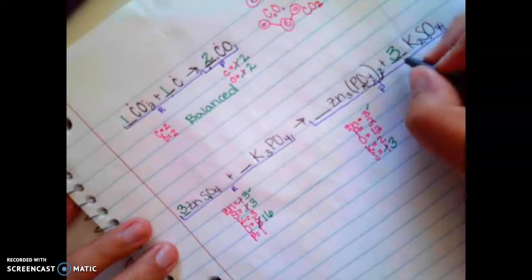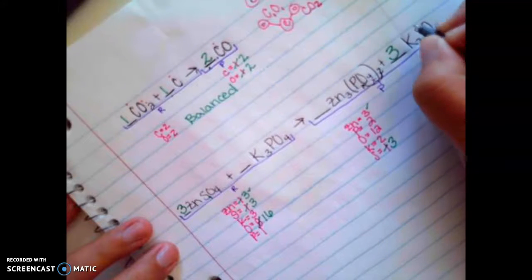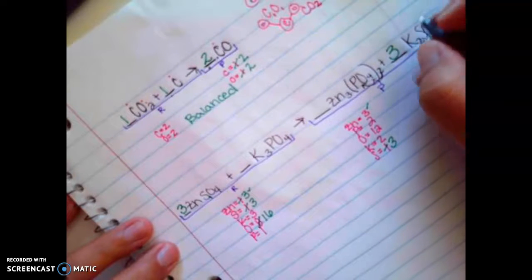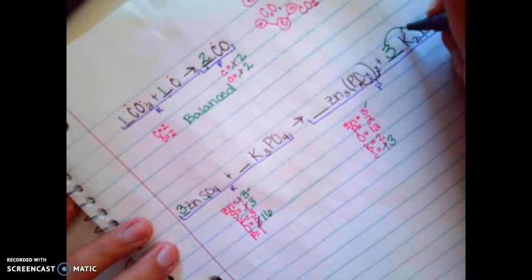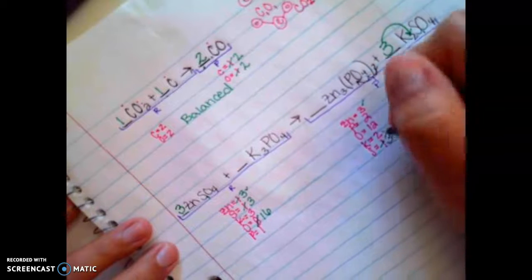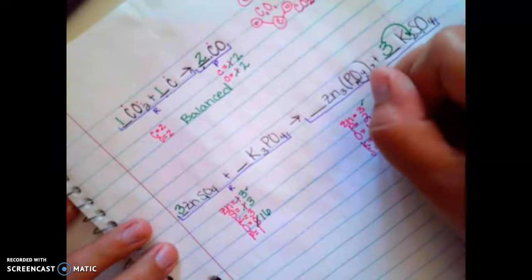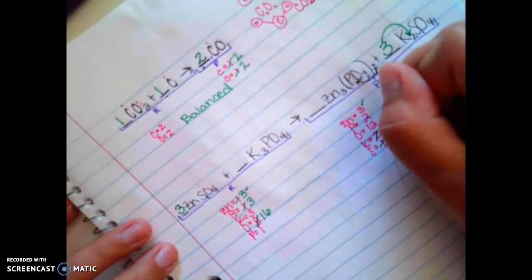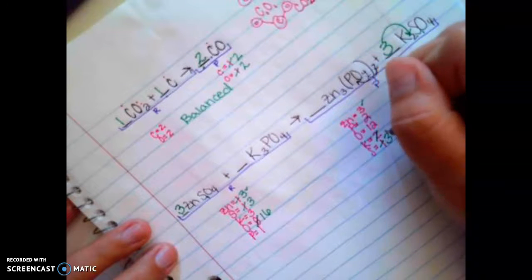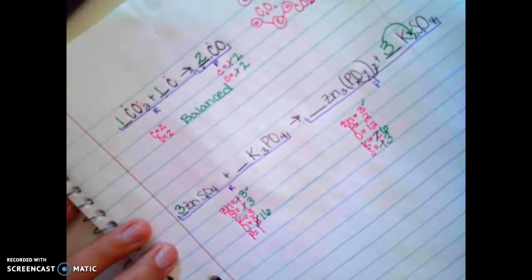So my K now is not just 2 anymore. It is 1, 2, but I have 3 molecules of this, so I have 6 now. The way I figure that out mathematically is I multiply 3 times 2, which is 6. So now I have 6 potassiums.